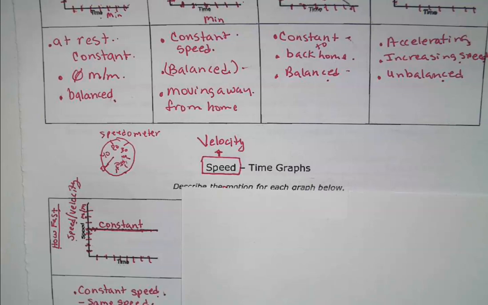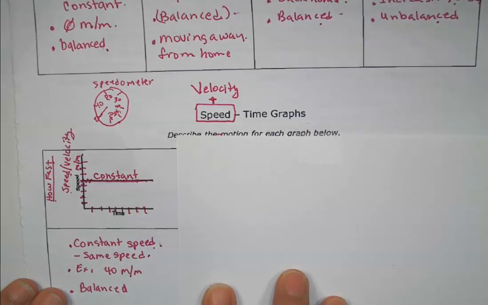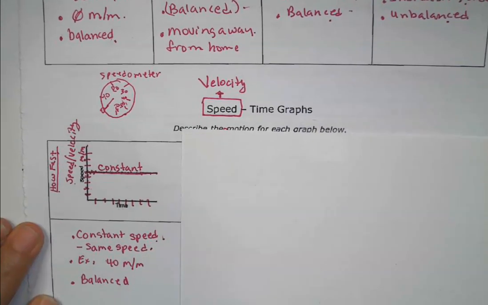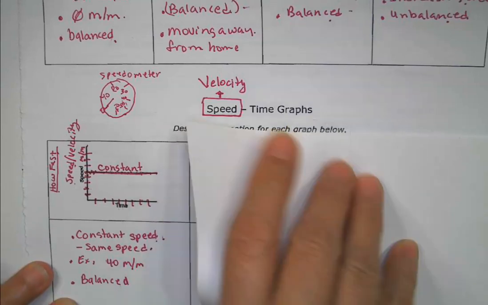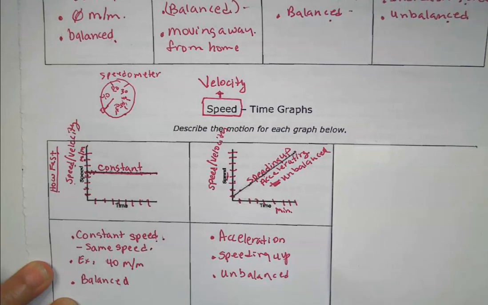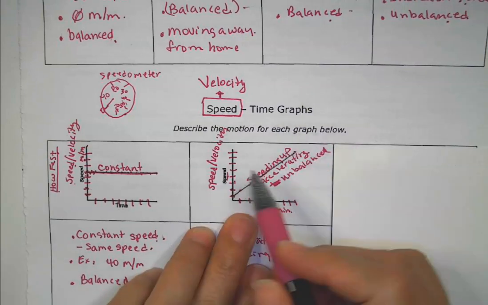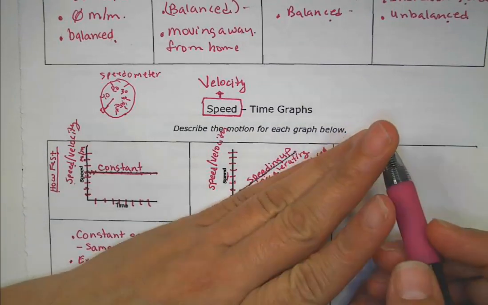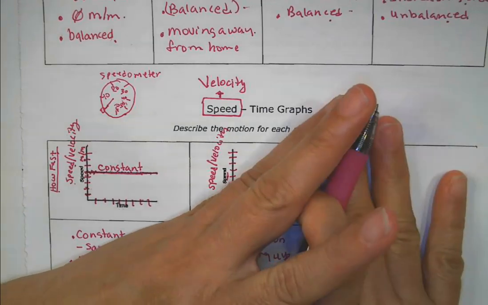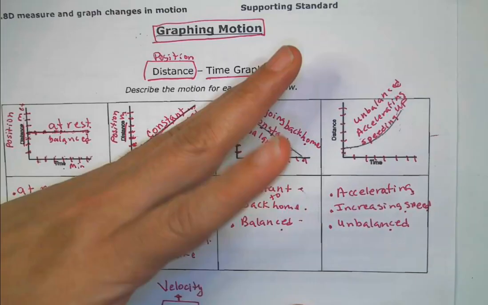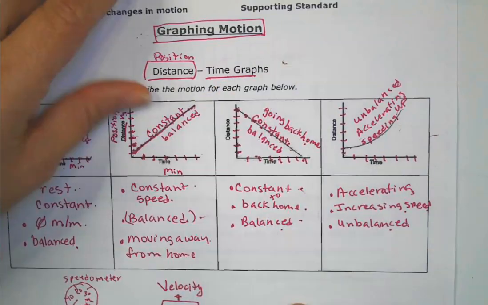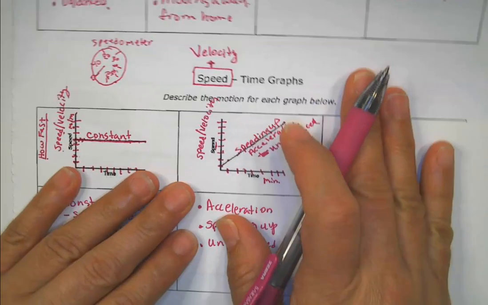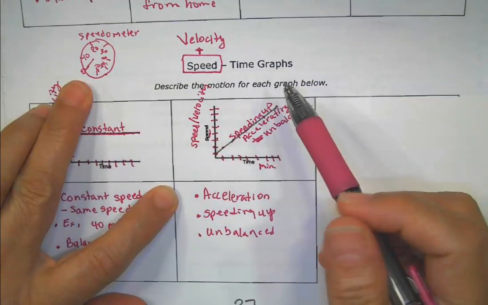So let's go ahead and look again. Constant speed, same speed. Example, 40 meters per minute, and forces are balanced. On the next example, now we have the slope. When we were talking about distance, the slope represented that I'm going at a constant speed. Now here, when we're talking about speed, just think about the speedometer, okay?